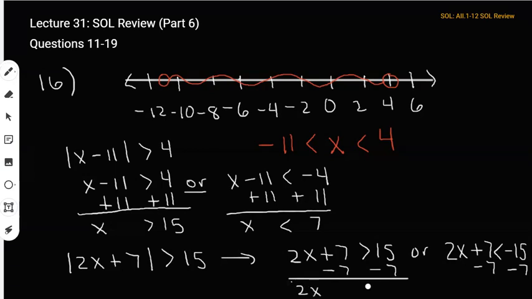We get 2x is greater than 8, and 2x is less than negative 22. So when you divide this by 2, you get x is greater than 4, and for this one, you get x is less than negative 11. But why is this one not matching up?